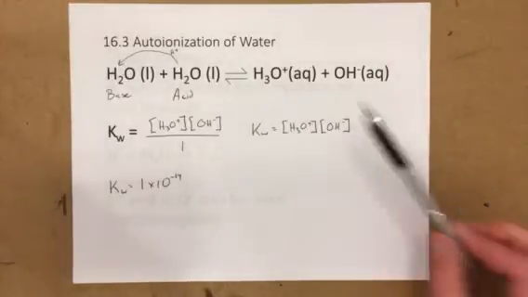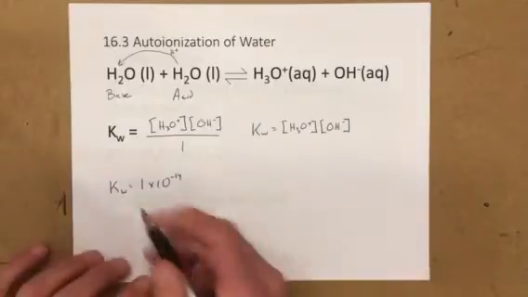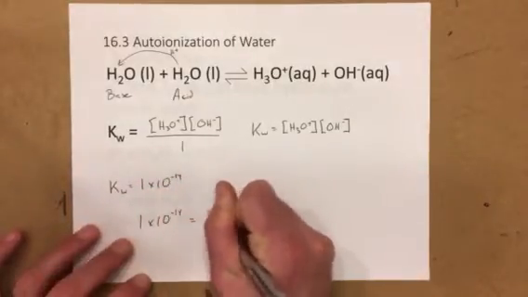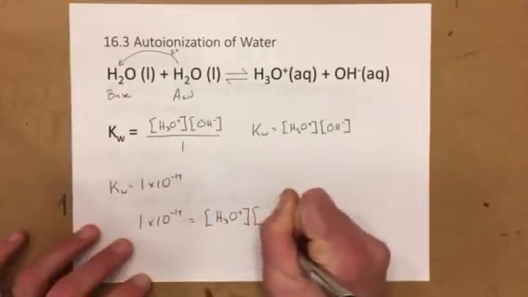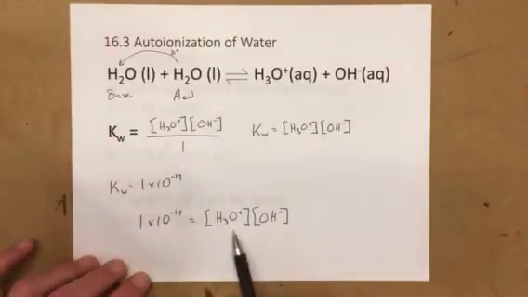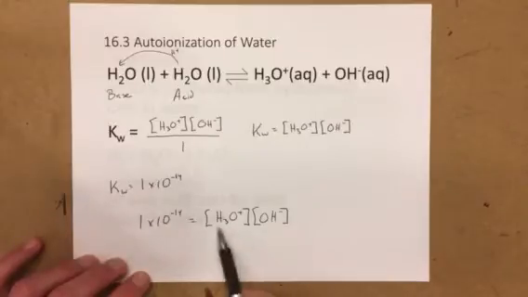So this works not just in pure water, but in any aqueous solution. And so since 1 times 10 to the negative 14 is always equal to hydronium times hydroxide, that means we can use this equation. If we know hydronium, we could find hydroxide. If we know hydroxide, we can find hydronium. It also means that these two are inversely related. So when one increases, the other decreases.